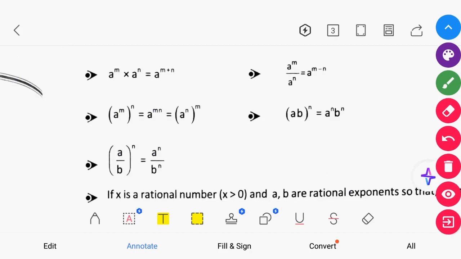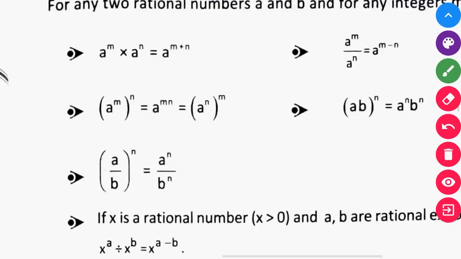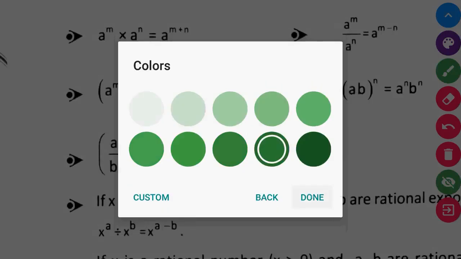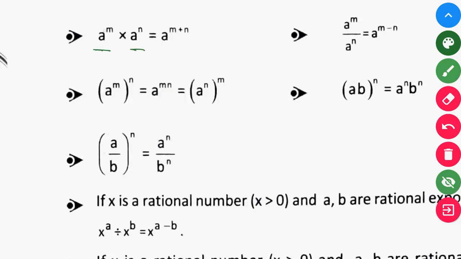Now some laws are there. If the base is common, a raised to m multiplied by a raised to n. Here a is known as the base of the number. If the base a is common, then we just add the powers, so it is a raised to m plus n. If they are in division, we subtract their powers, m minus n. If our expression is in the form a raised to m, raised to n, then we multiply m and n, and we can change their position. We can write a raised to n raised to m also.